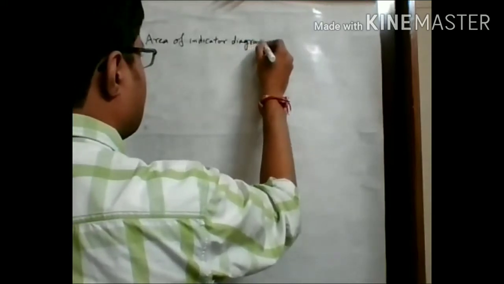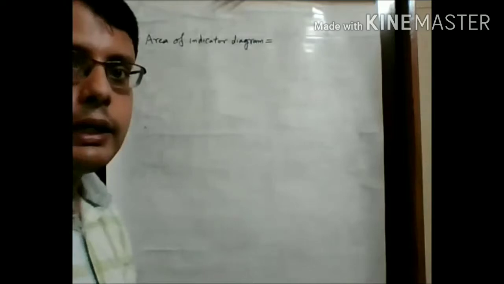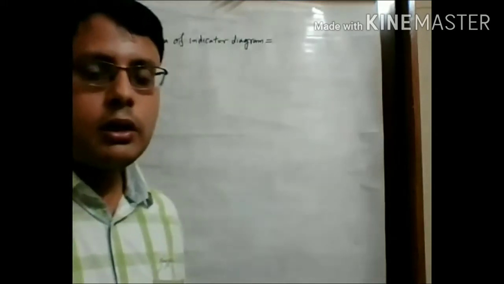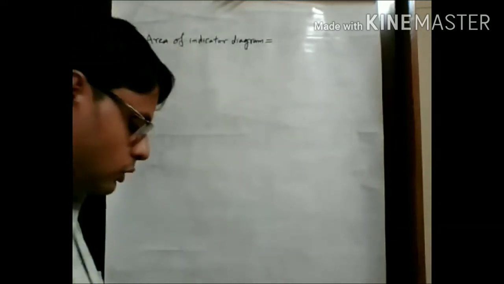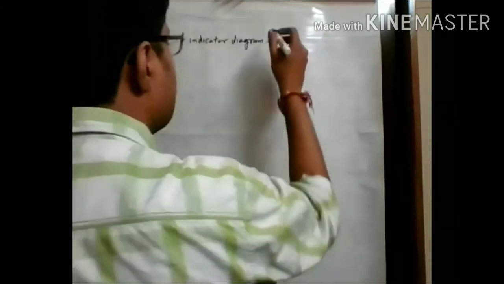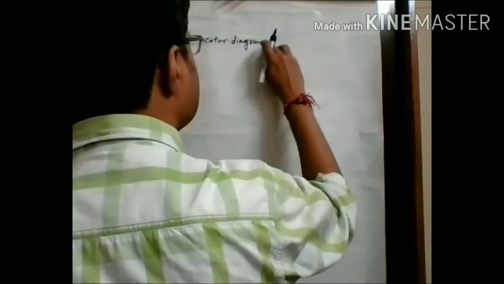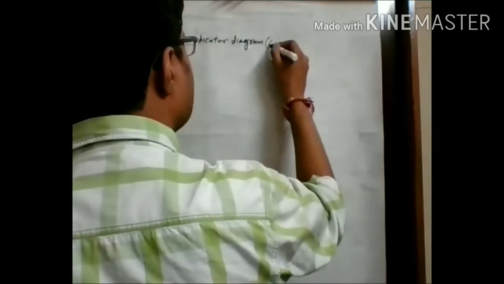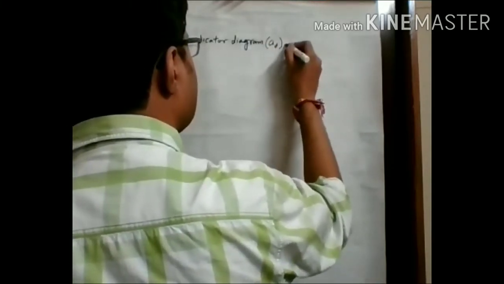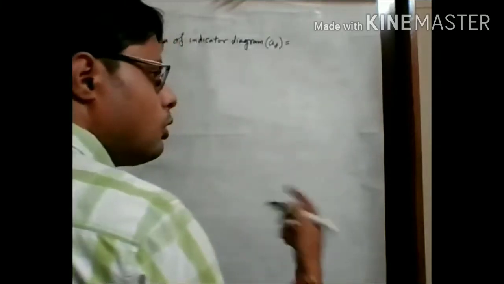Okay, in this problem it is given that the indicator diagram is in the shape of a rectangle. So the length and height of this particular indicator diagram are given. If we want to calculate this area, that is AD, it is equal to length into height.